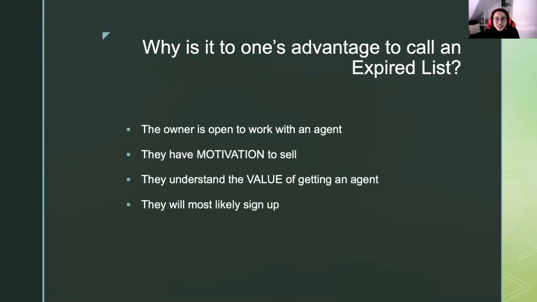And another good advantage is they will most likely sign up, because again, they have the motivation. They understand the value of the realtor, and they are open to paying a commission. If ever you were able to set a solid listing appointment through an expired listing, there would be a high probability that your agent, when he or she comes over, would be able to sign up and get that listing.